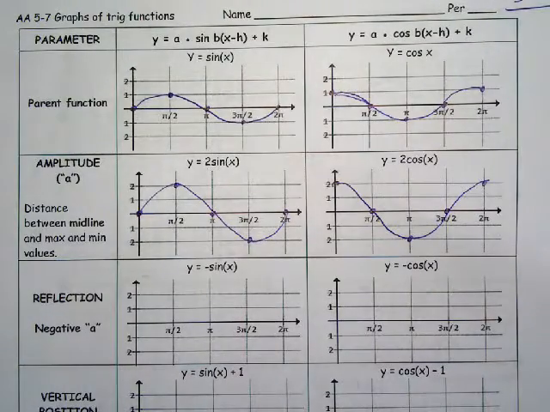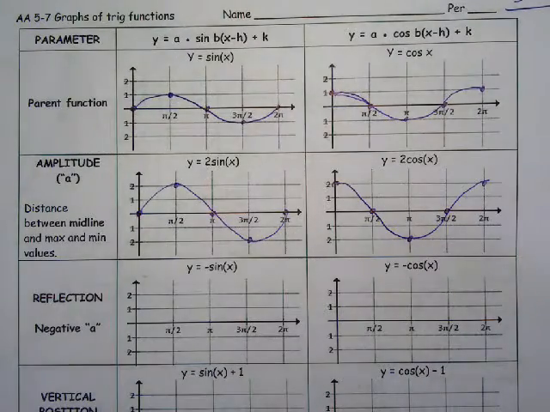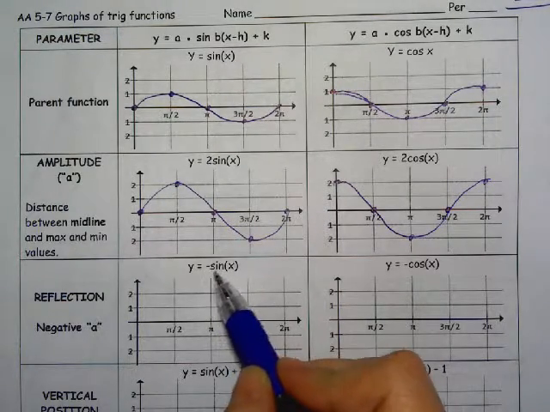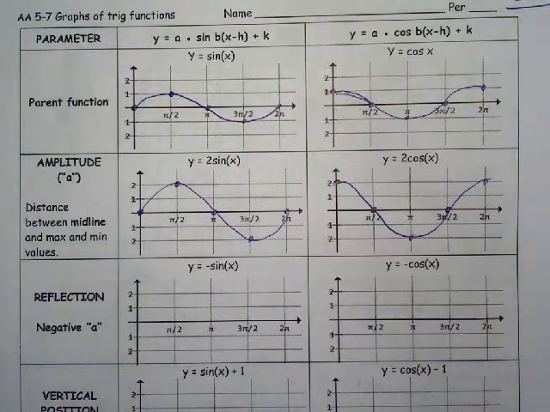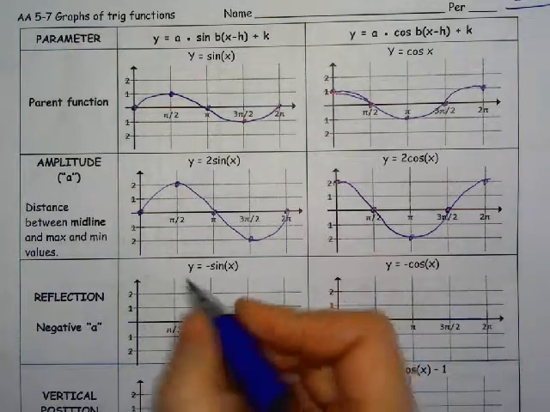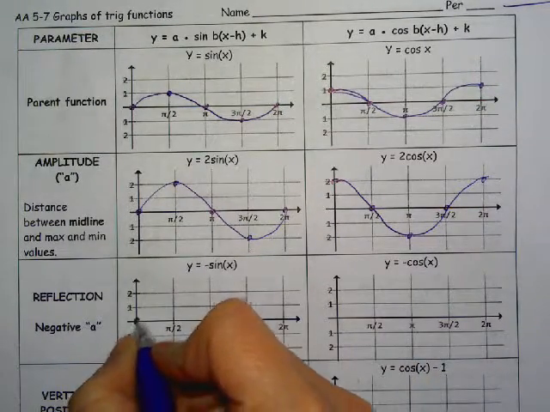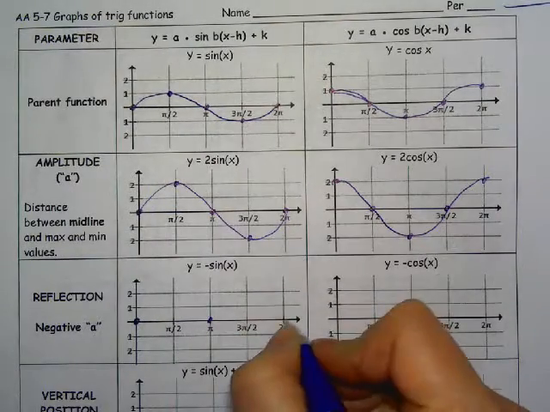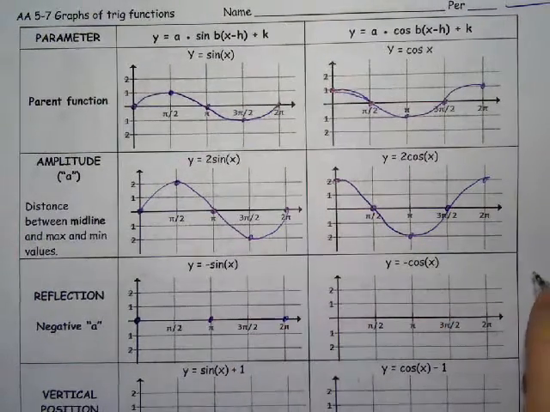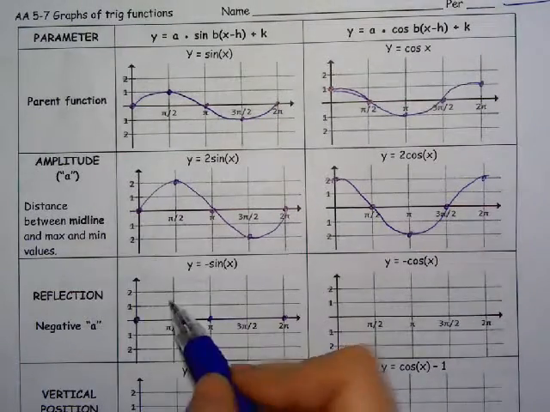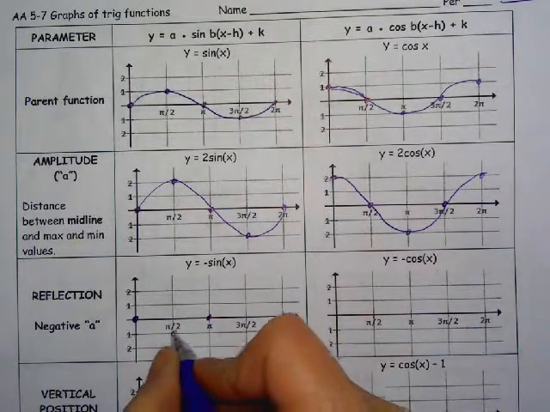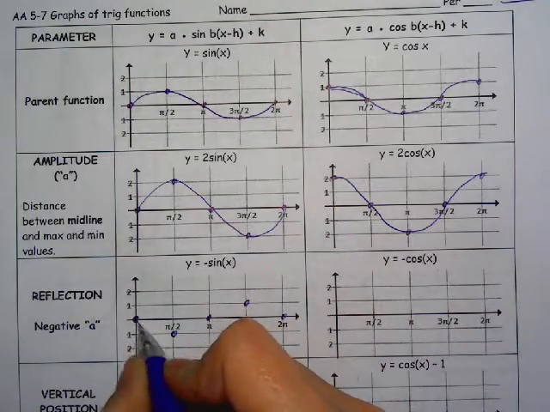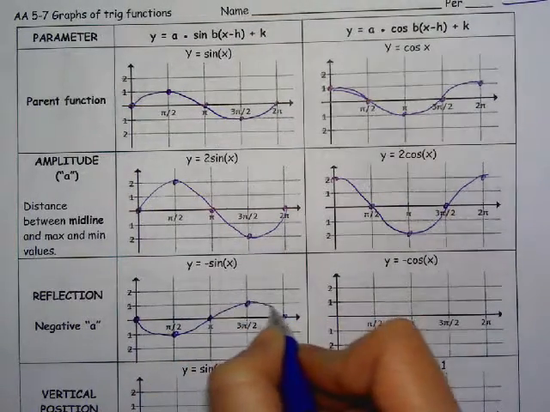The reflection, just flipping it vertically, same thing as with all my other graphs. If A is negative, it's going to flip my graph. So with my negative sine graph, I'm still starting at 0. In fact, my zeros are all the same at 0, pi, and 2 pi. But instead of going up to 1, now I'm going down to negative 1 first, back to 0, and up to positive 1. So just flipping that upside down.